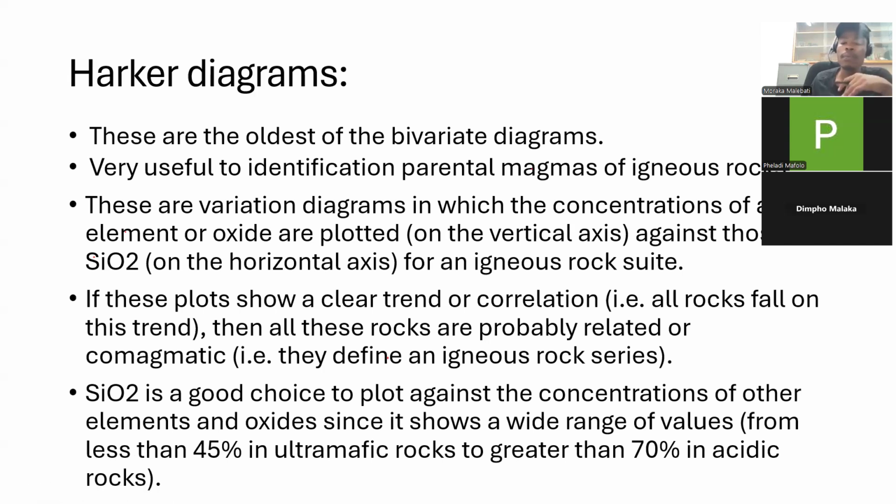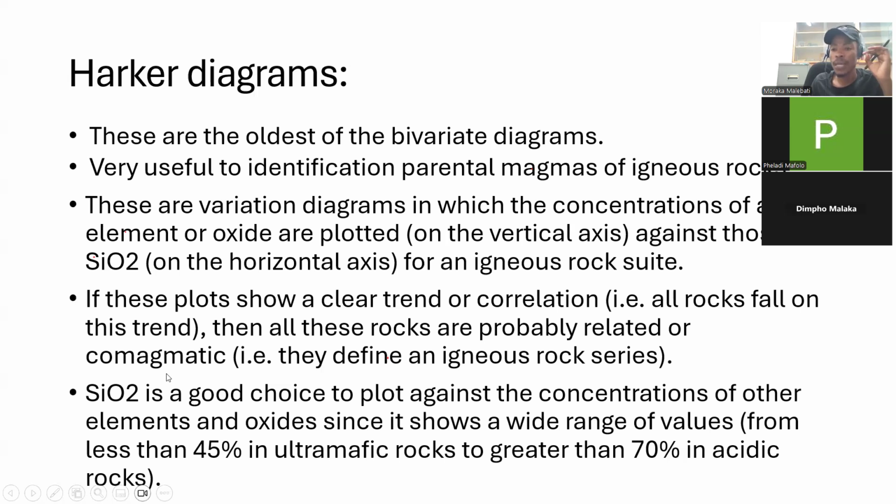These are the oldest of the bivariate diagrams. The Harker diagrams, like I said, are a type of bivariate diagram, and they are the oldest versions. They are very useful to identify the parental magmas. If these plots show a clear trend or correlation, then all these rocks are probably related or co-magmatic. They are of the same series.